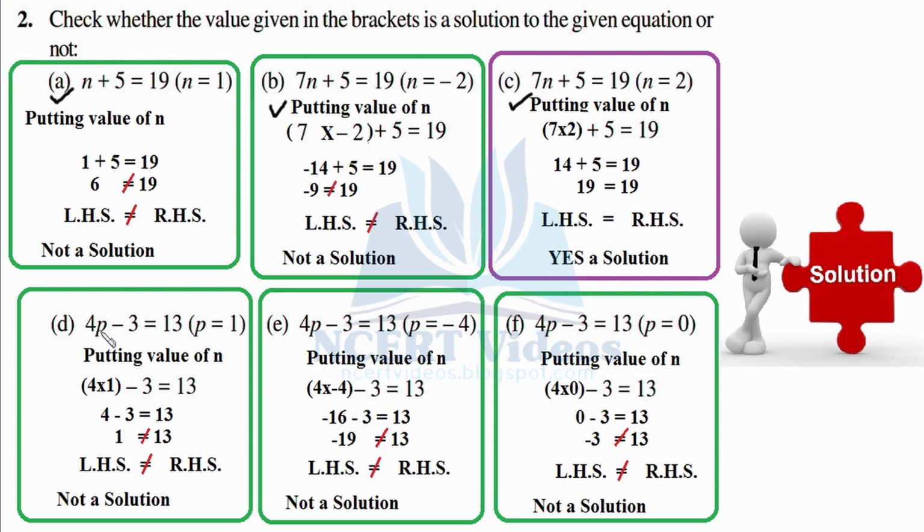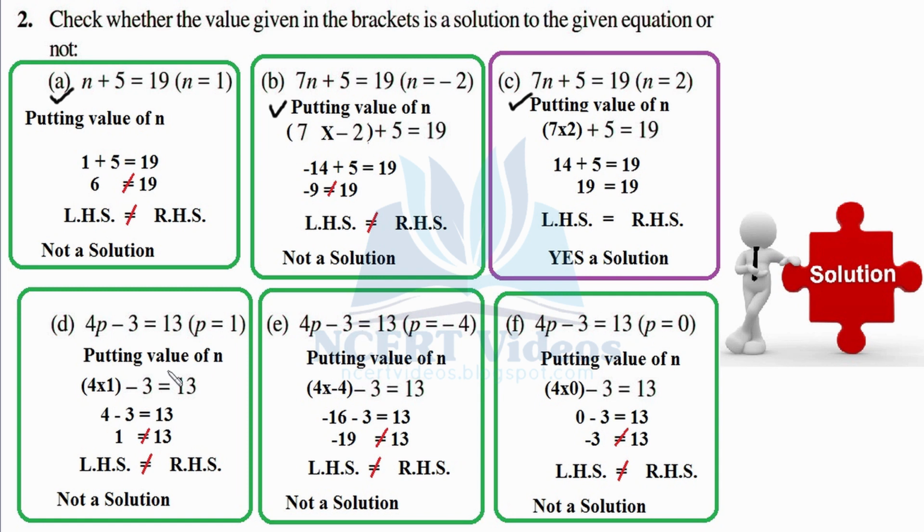Now we have a new equation, 4n minus 3 equal to 13. We have the same equation here, and the same equation here. So what differentiates these equations? It is the variable. Therefore we call it a variable, because in this it takes value 1, in this it takes -4, and in this it takes a value of 0. Therefore they are called variables.